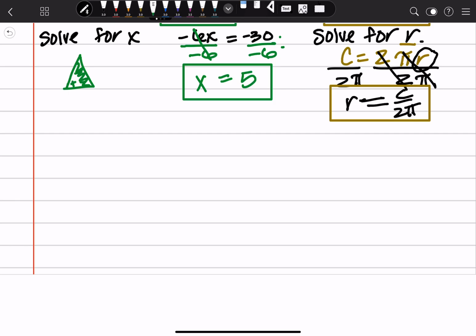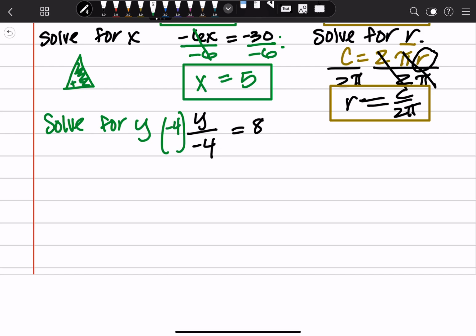Okay, and we're going to be solving for y this time. All right, and our problem here is y divided by -4 equals 8. Guys, don't fret about this. If something is being divided by -4, then the opposite of that would be to multiply it by -4. And what you do to one side of the equal sign, you're going to do to the other. And notice the parentheses, because if I didn't put the parentheses, it's going to look like 8 minus 4. And that's not the inverse.